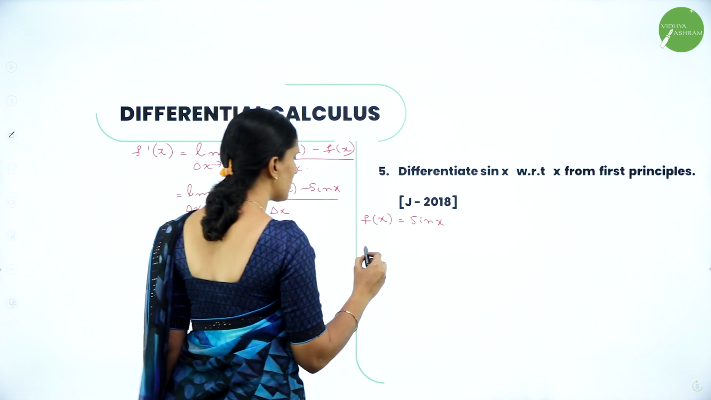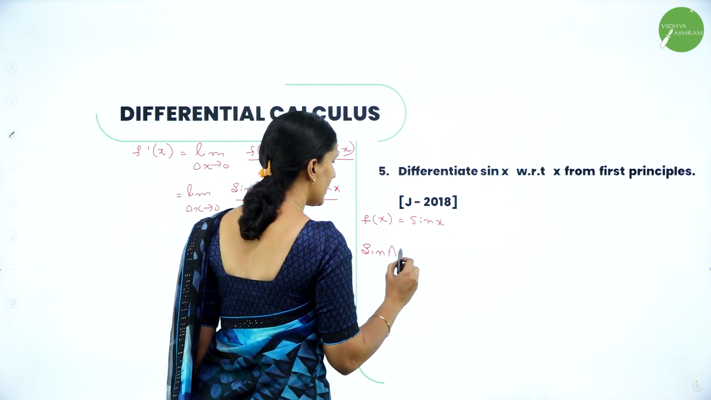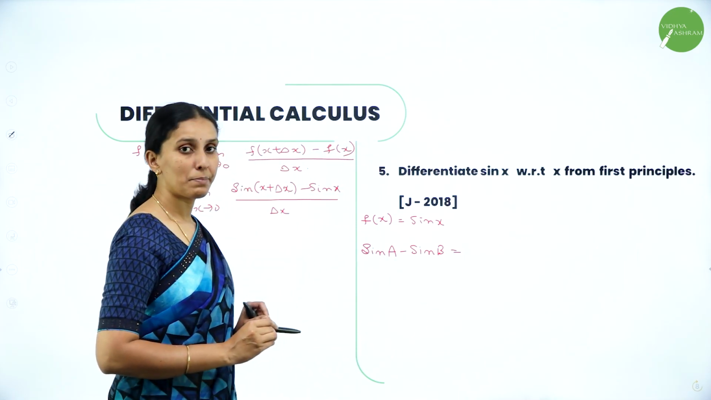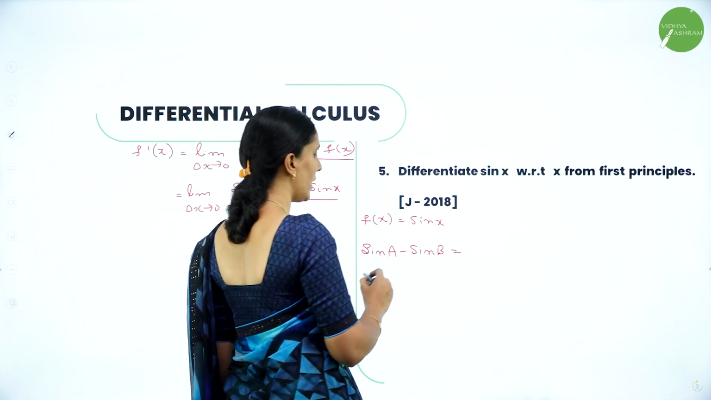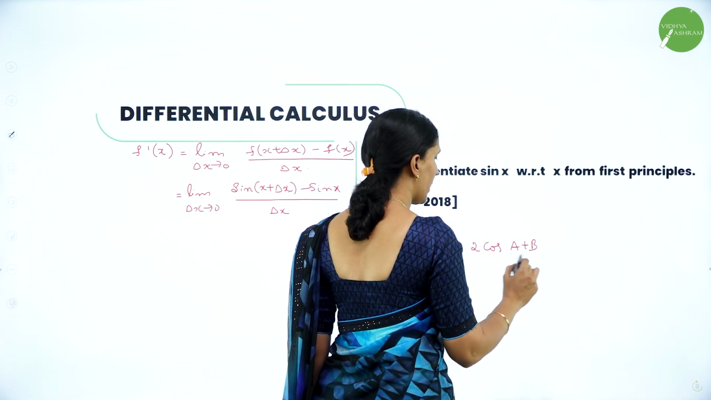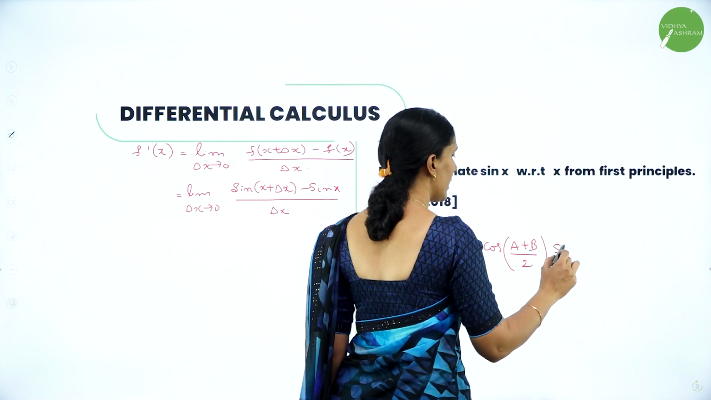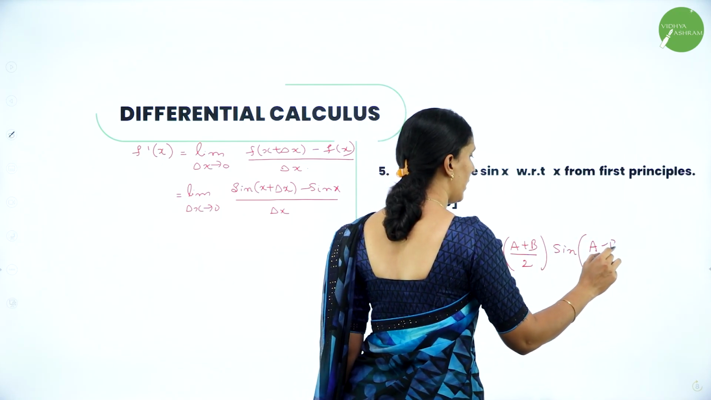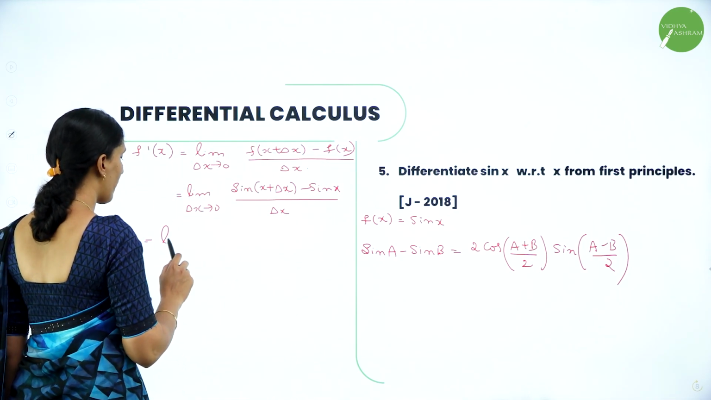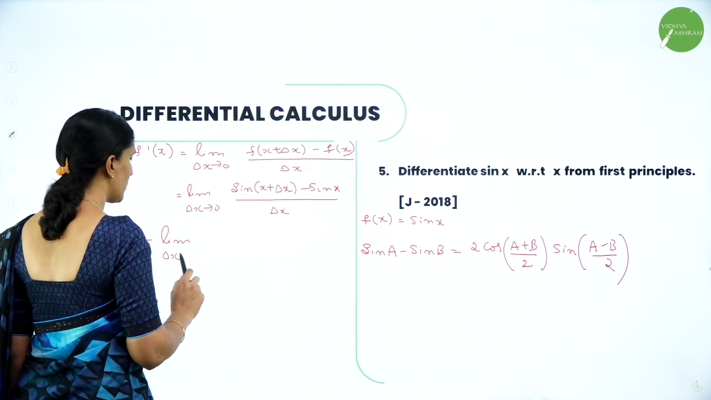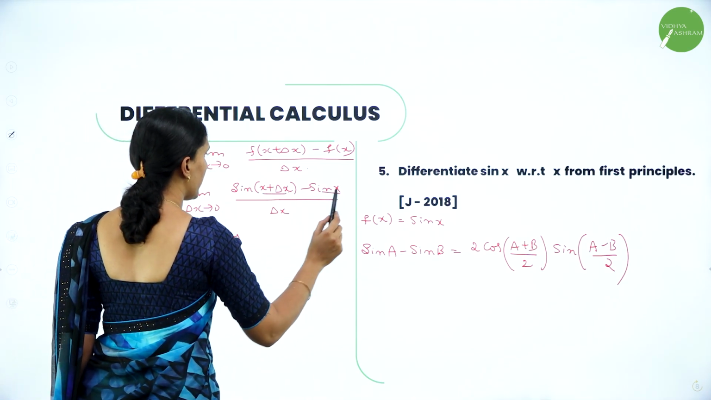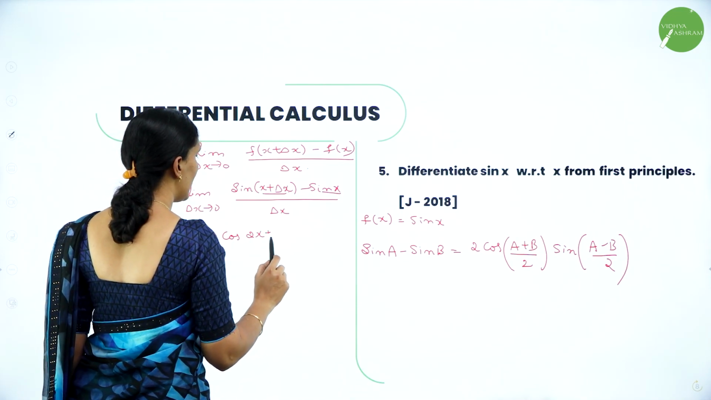Now here let us use the transformation formula for sin A minus sin B. Here A is x plus delta x and B is x, we are going to take. So this can be written as 2 cos of (A plus B) by 2 sin of (A minus B) by 2. So using this transformation formula, we can write this as limit delta x tends to 0, 2 cos of (2x plus delta x) by 2.